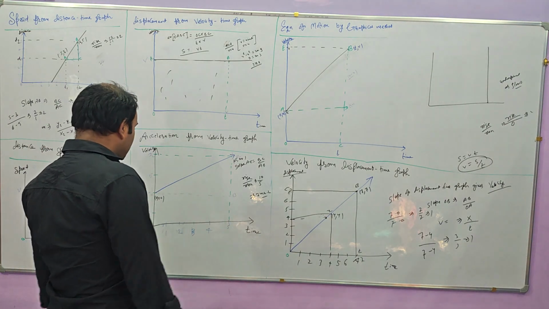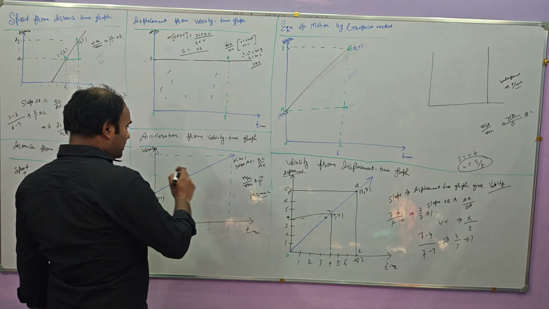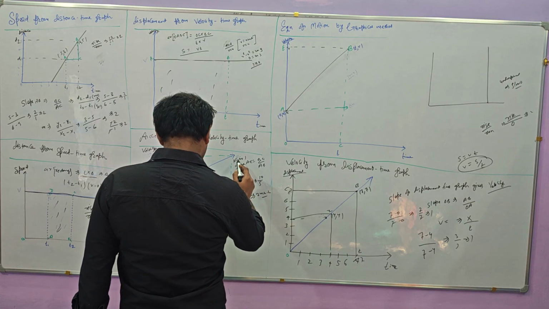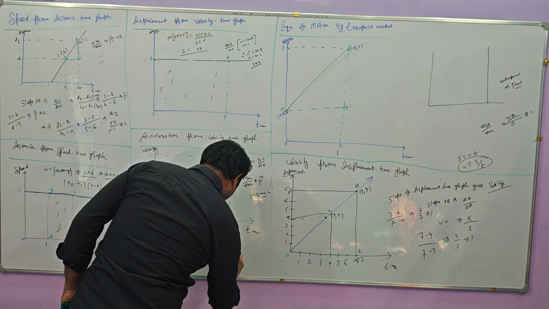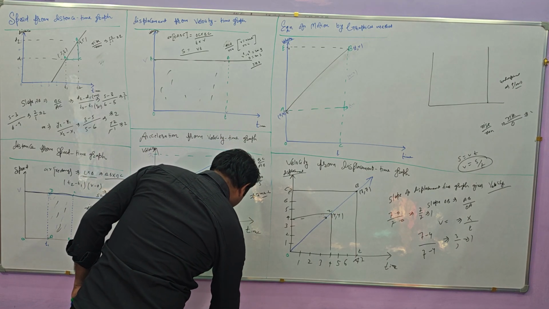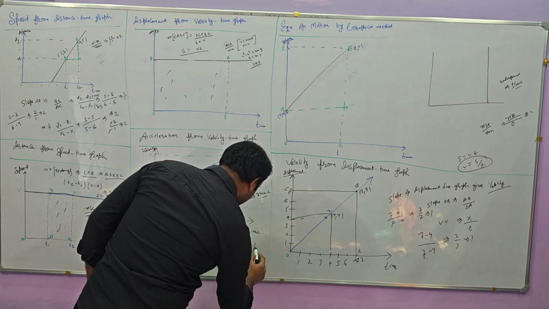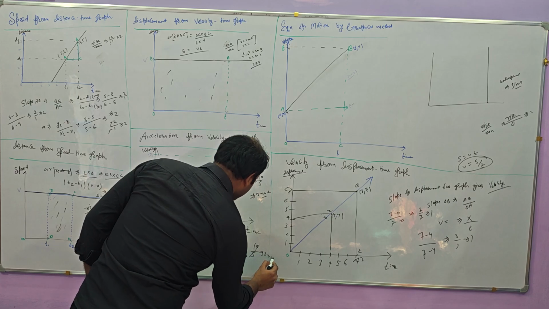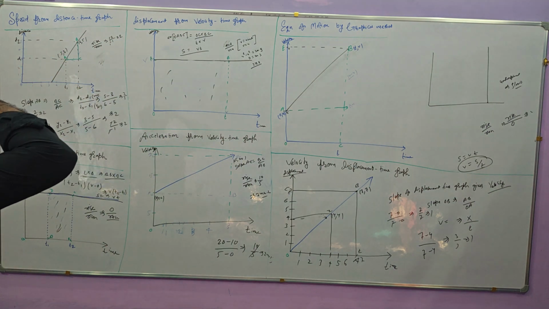When we want to find it using coordinates, we have 20 minus 10 and 5 minus 0, that is 10 upon 5, which also becomes 2 meter per second square. BC upon AC.